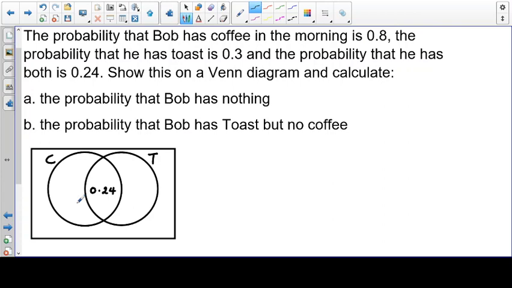So coffee is 0.8, so the whole thing's got to add up to 0.8, which means that must be 0.56. Toast is 0.3, which means that must be 0.06. So if you add all of those up, that all adds up to 0.86, which means that must be 0.14. So what is the probability that Bob has nothing? 0.14. What is the probability that Bob has toast but not coffee? That's just this moon shape here, which is 0.06.